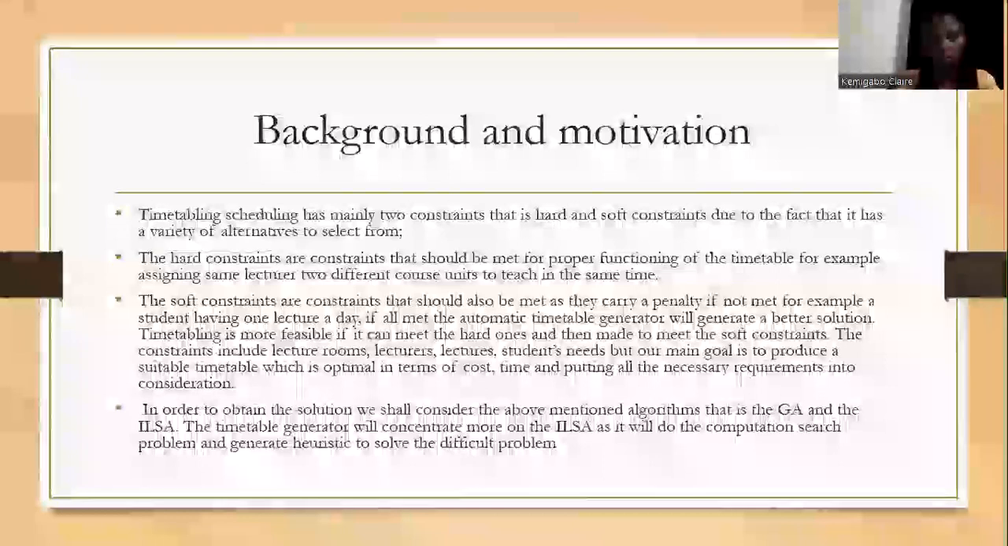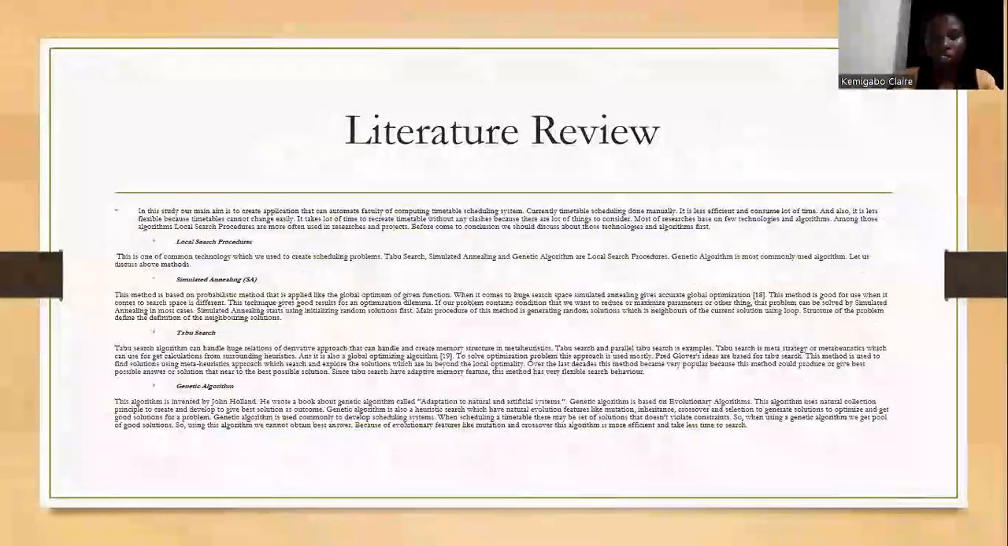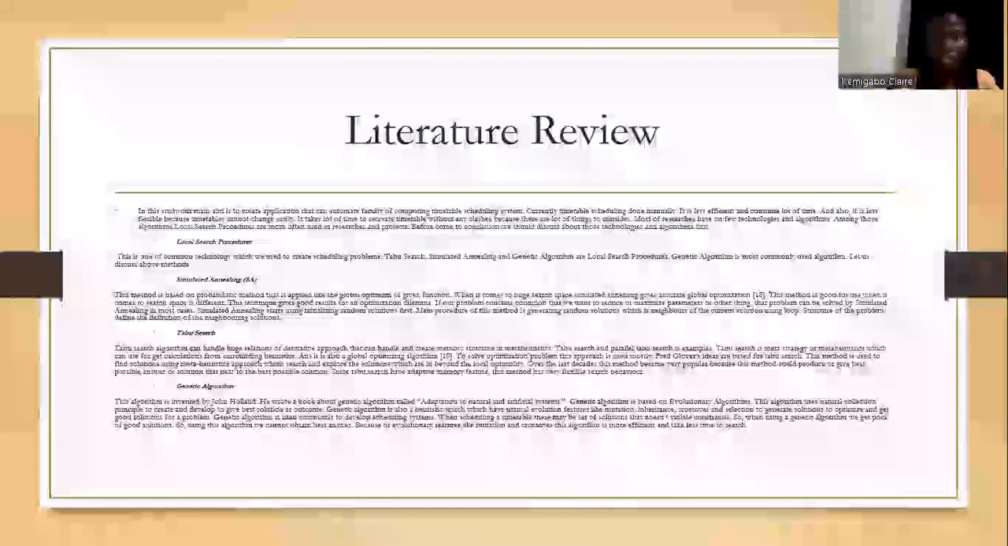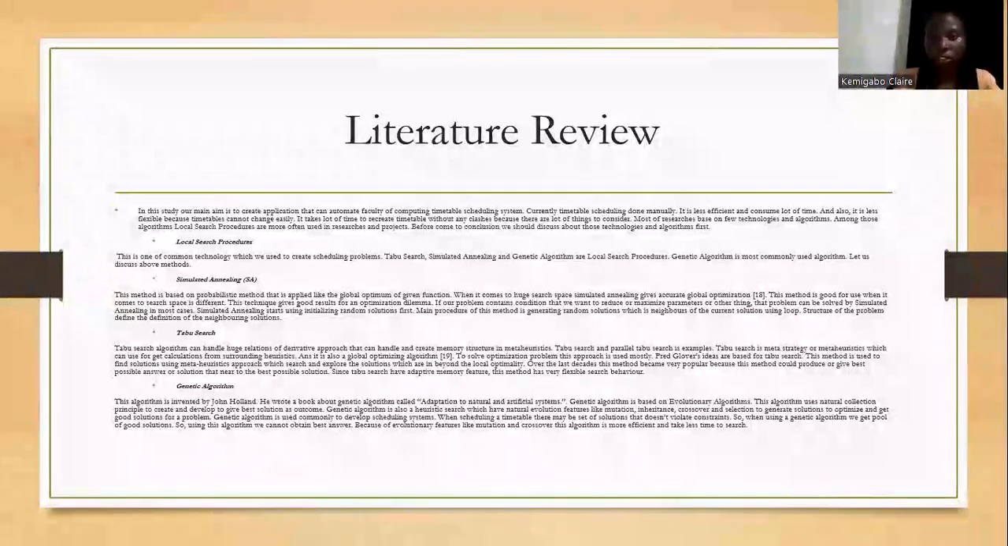To take you through the literature review, in this study, our main aim is to create an application that can automatically generate timetables for different universities. Currently, timetable scheduling was done manually, which was so time consuming and exhausting. It is hectic, yet it's not even flexible. You can't really make adjustments to the timetable that is on paper. And that's how we came up with the idea of automating timetable generation using AI.